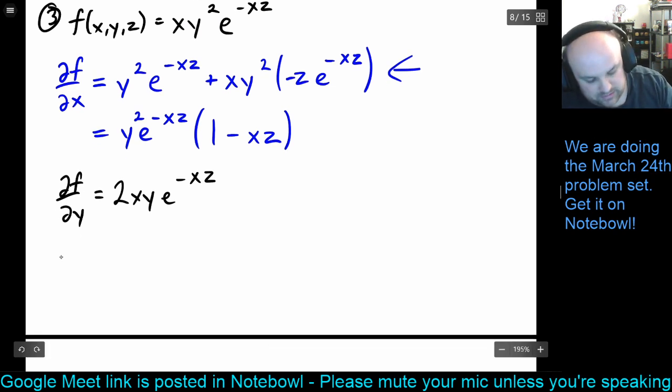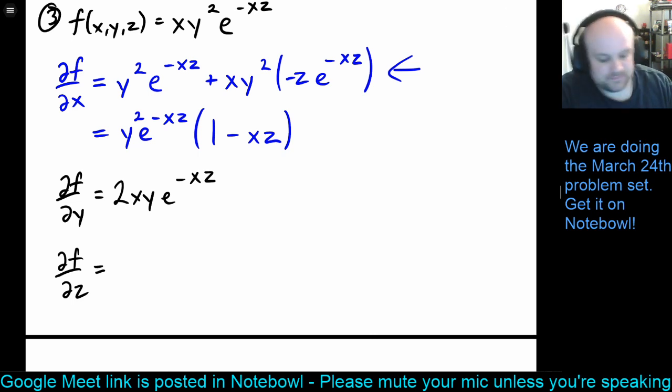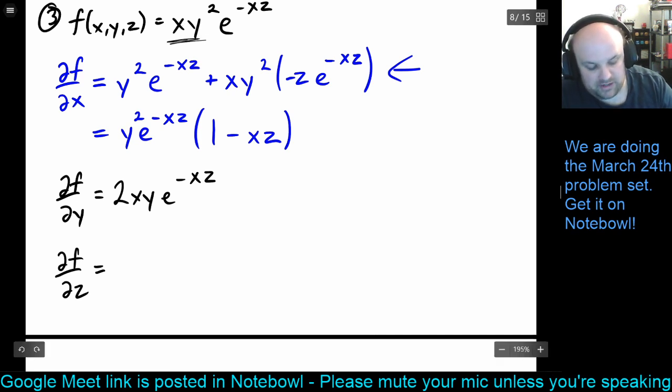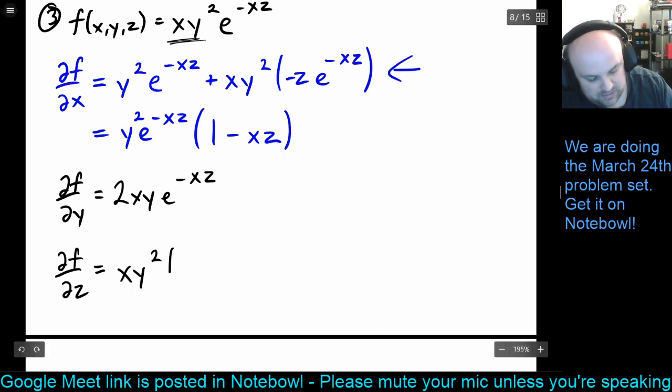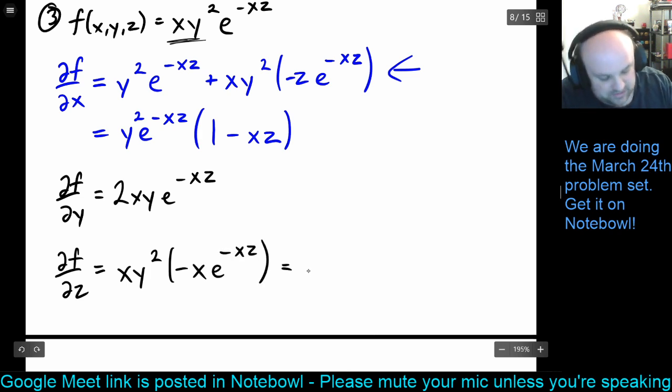All right. Last one here, df dz. We're going to differentiate this with respect to z. This part here is still a constant as far as z is concerned, so we don't need to worry about that. When we differentiate this part, the minus x comes out. We have xy squared minus x e to the minus xz. And so, if you like, this is minus x squared y squared e to the minus xz.